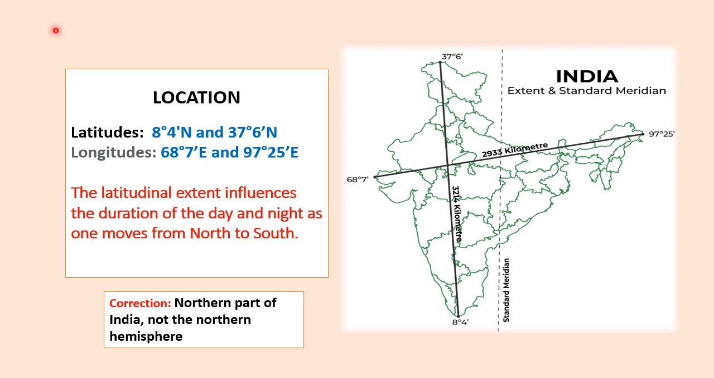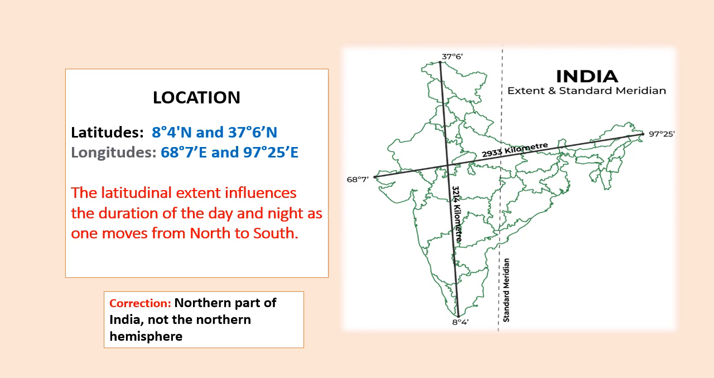Apart from that, when they are talking about the latitudinal and longitudinal extent, you are also supposed to mention the distance in kilometers as well. So the east-west extension is 2,933 kilometers, and the north-south extension is 3,214 kilometers. Now, this distance, if you see, is almost close to 3,000 kilometers. And the difference in degrees is also close to 30 degrees, right?